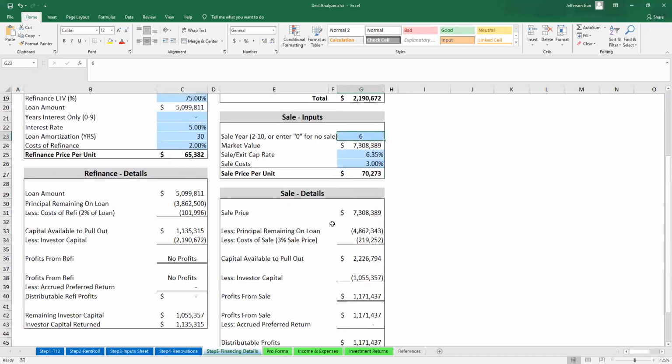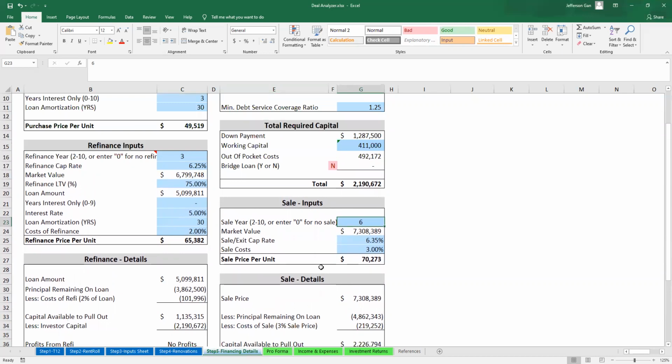One thing I didn't show here is that you also need to watch out for any prepayment penalty. For example, if it's a 10-year term and you sell it after 6 years, there will be a prepayment penalty for the remaining, let's say, 4 years that you haven't paid the interest.